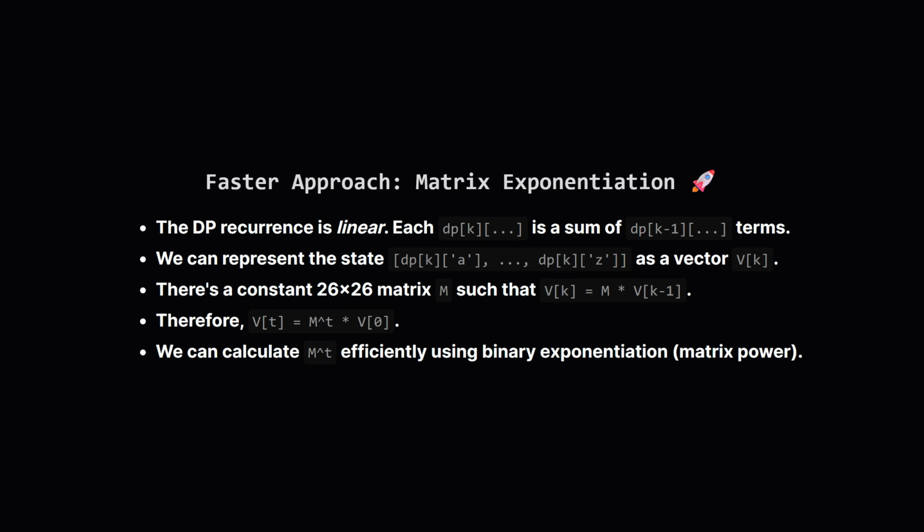Okay, so the step-by-step dp is too slow if t is large. But notice something important. The way we calculate the lengths for step k depends linearly on the lengths from step k minus 1. Each new length is just a sum of some old lengths.